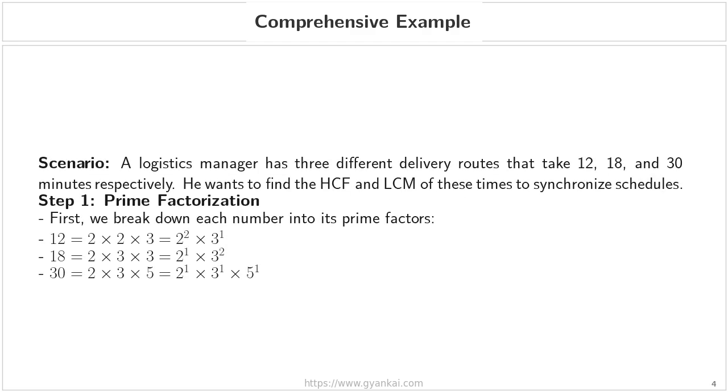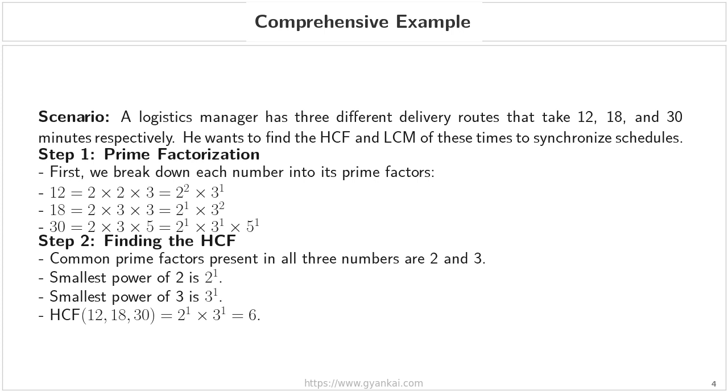Step 1 is prime factorization. Before we can apply our rules, we must break each number down into its prime components. For 12, we have 2 times 2 times 3, which we write as 2 to the power of 2 times 3 to the power of 1. For 18, it breaks down into 2 times 3 times 3, or 2 to the power of 1 times 3 to the power of 2. And for 30, we have 2 times 3 times 5, which is 2 to the power of 1, times 3 to the power of 1, times 5 to the power of 1.